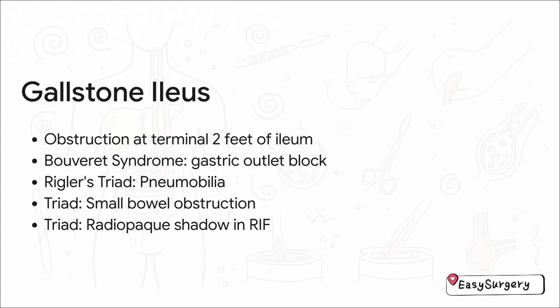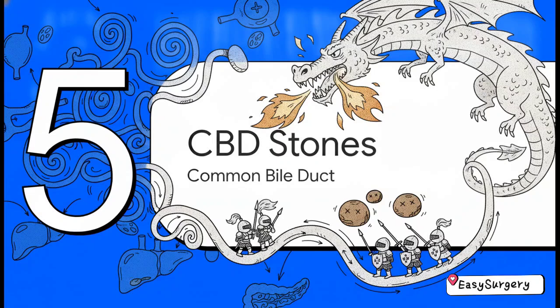On a plain x-ray, you're looking for the legendary Rigler's triad: pneumobilia, which is air in the biliary tree, features of a small bowel obstruction, and a radiopaque shadow in the right iliac fossa right where the stone is lodged. All right, the final battleground.